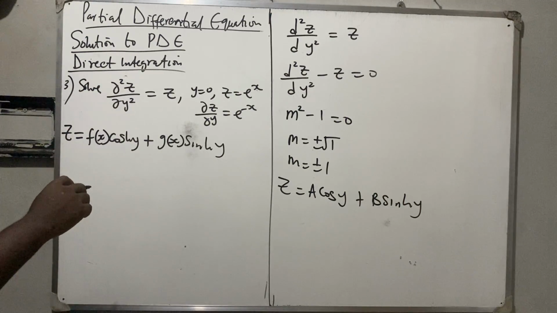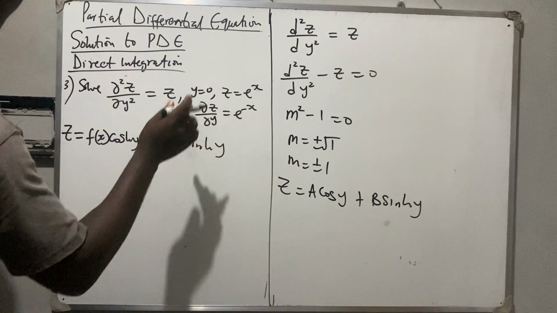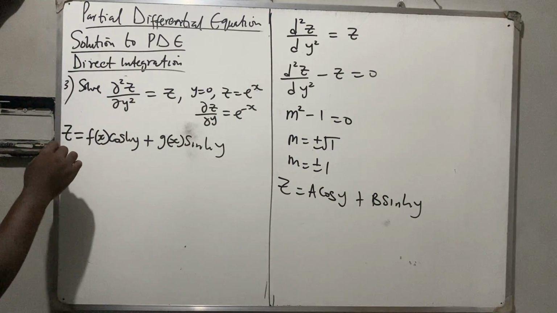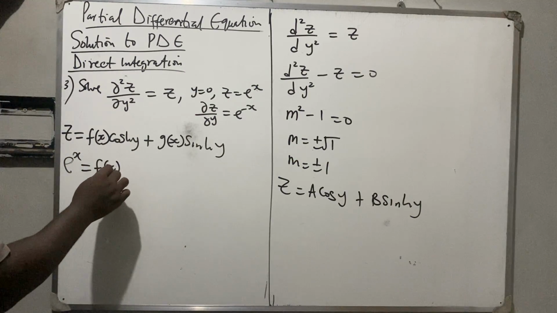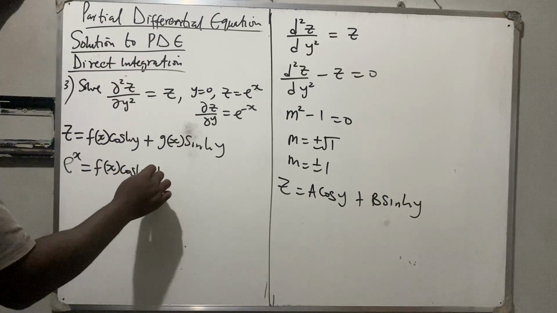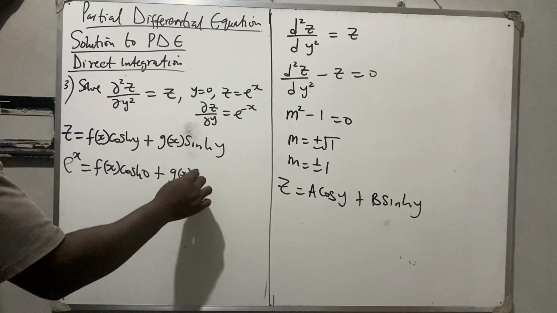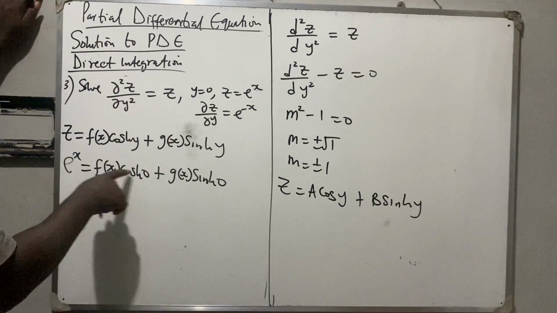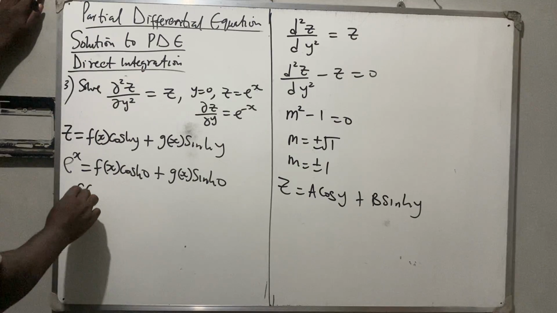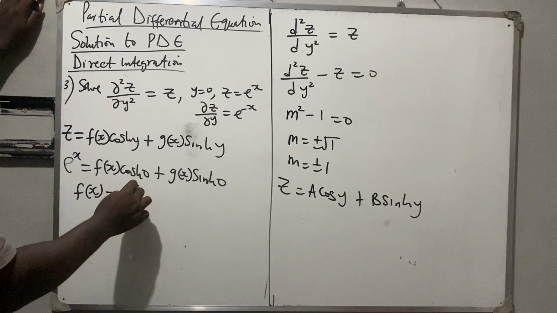We have that z is exponential x when y is 0. So exponential x is equal to f of x cos 0 plus g of x sin 0. You should know that sin 0 is 0 and cos 0 is 1. So therefore, our f of x is equal to exponential x.